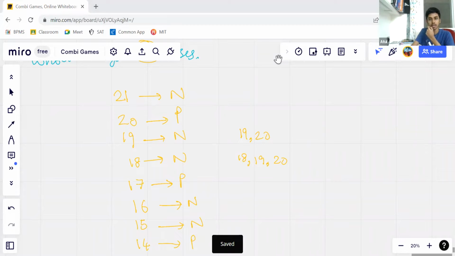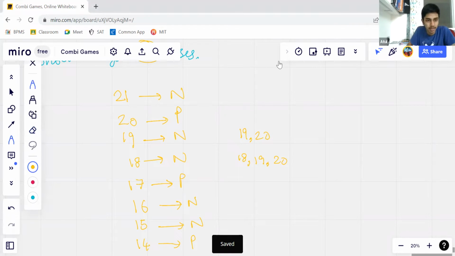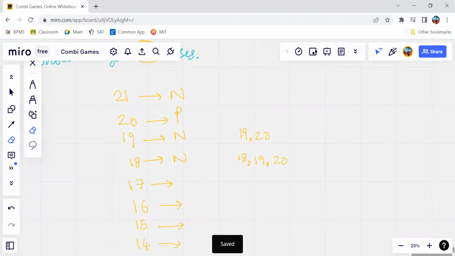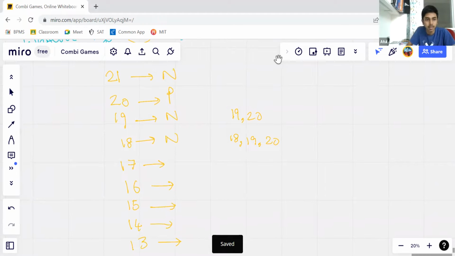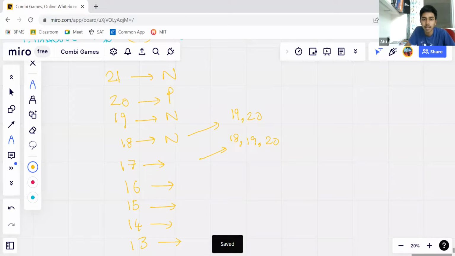Shouldn't 17 be N? 17, 18. Of course. You're right. 17 means that 17 has already been said. So you have to start from 18. Sorry for the stupid error. Right. So if 17 has already been said, this is this, this is this. And if 19 has been said, you can say 20 and 21.